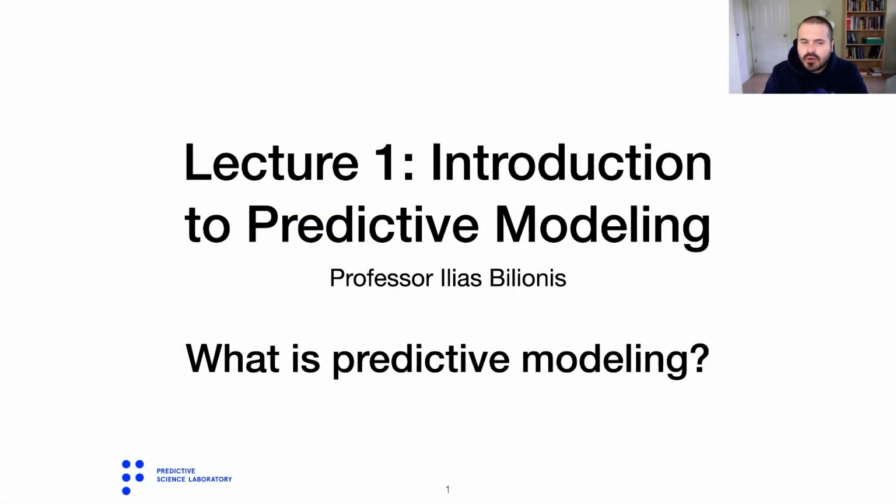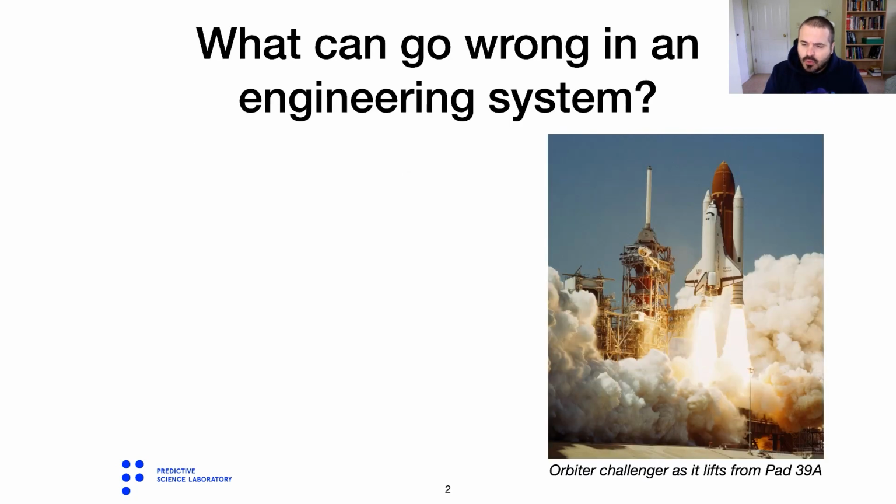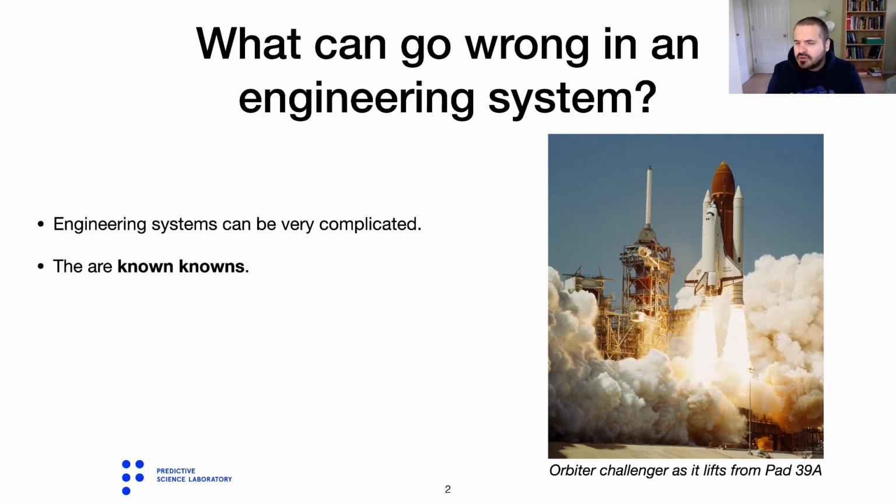In this video, we're going to introduce the concept of predictive modeling. We all know that engineering systems can become extremely complicated, but we can always model something about them. There are certain things that we know. Maybe we can write down equations, maybe we can say certain things about some quantities. There's always some known things about the system. We're going to call these the known knowns, the variables that we know that we know.